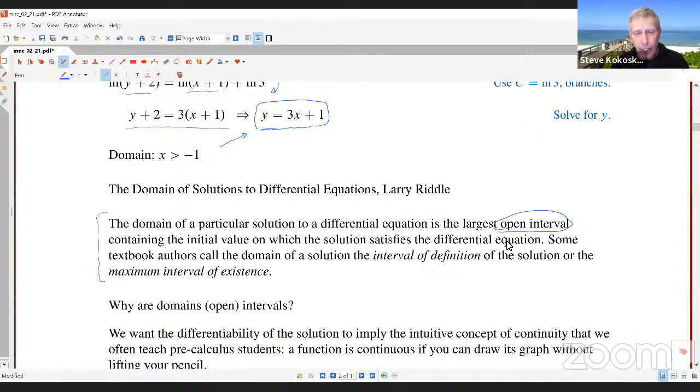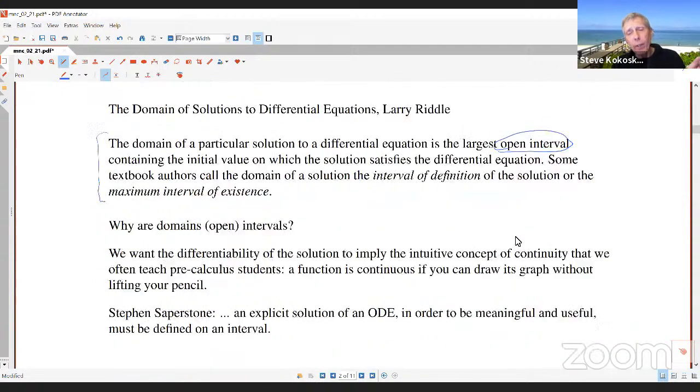Okay. So why are domains open intervals? Well, another way to think about this is, look, we have a differential equation and we want a solution. That means the solution must be differentiable. It must therefore be continuous. And so we don't want it jumping over. We don't want to have a point of discontinuity. We have to be able to draw the graph without lifting our pencil.